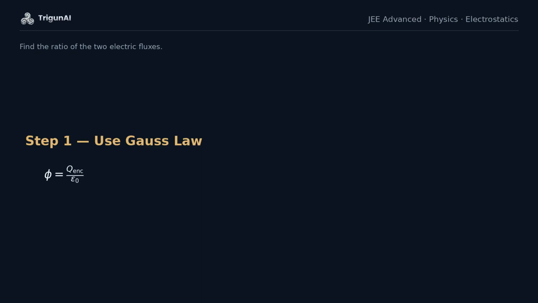By Gauss' law, flux through any closed surface depends only on the charge enclosed. So the ratio of fluxes will be the ratio of enclosed charges.